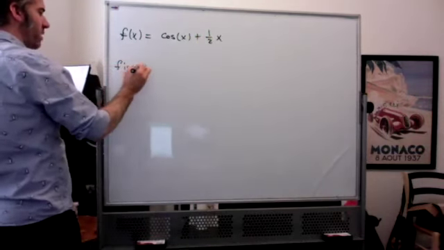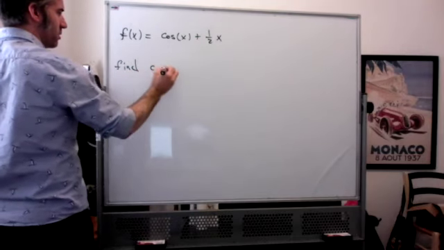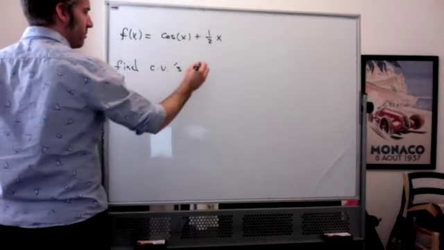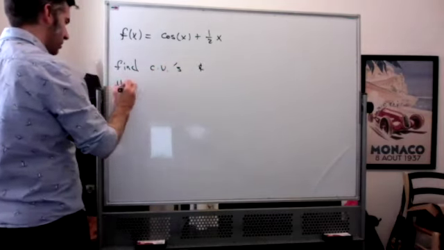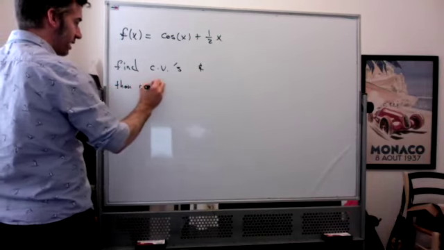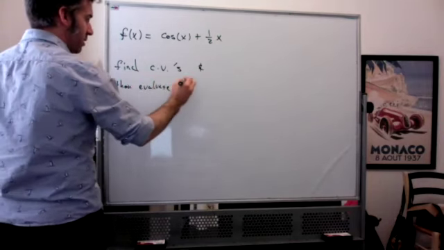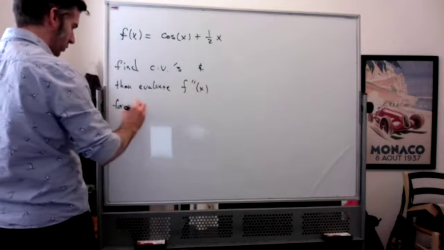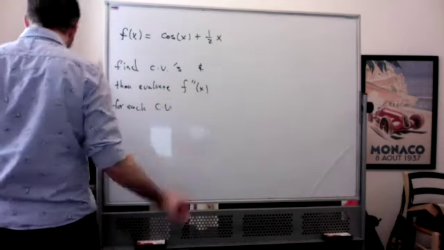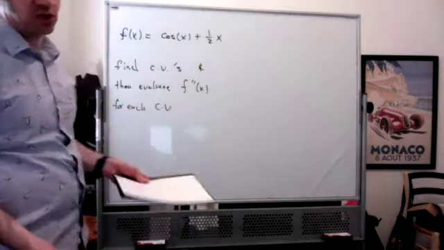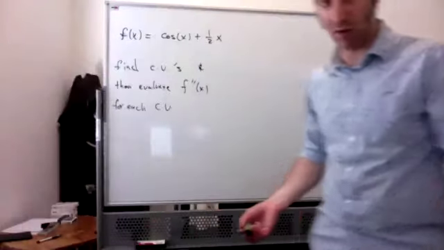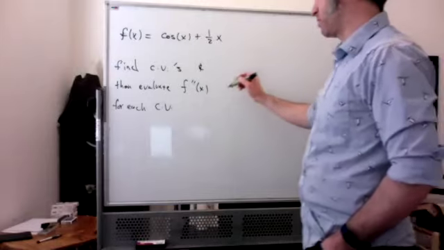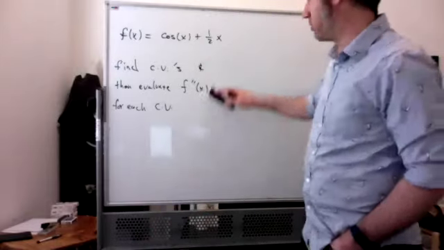Find the critical values, and then evaluate the second derivative, f double prime of x, for each critical value. And I didn't write it down, but I'm pretty sure the question also had the same domain, meaning find the critical values in the interval from 0 to 2 pi.